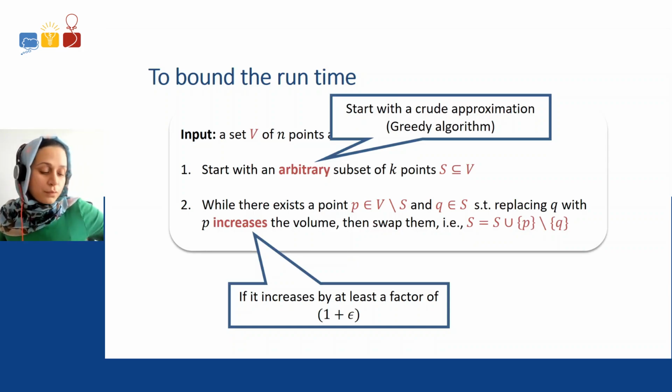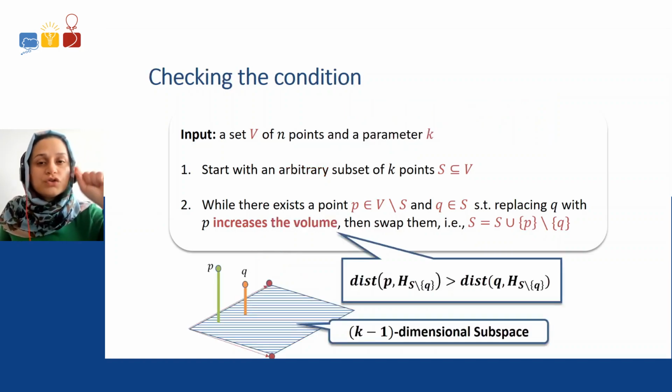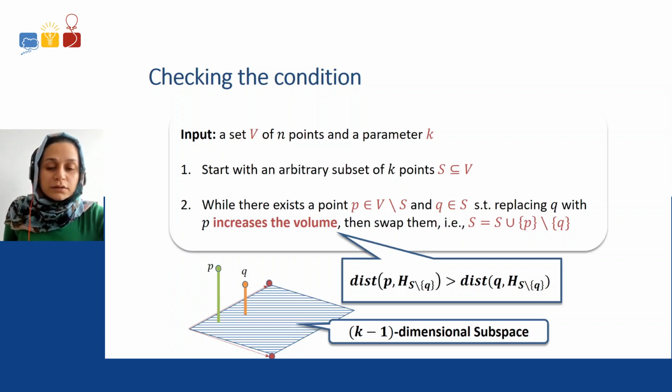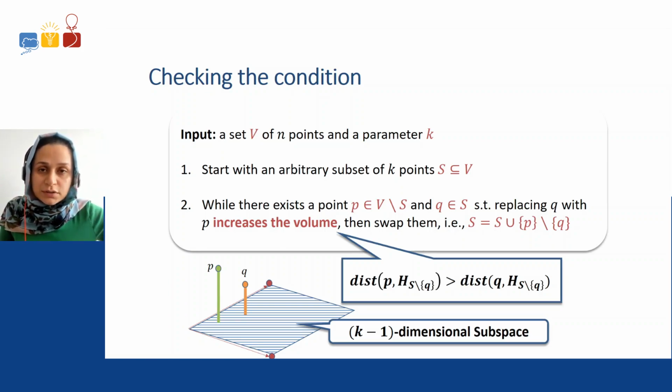Okay, so let me also mention that in order to check whether replacing q with p increases the volume, it's enough to look at the distance of q and p to this k-1 dimensional subspace that is spanned by all the other points in S except q. So it has k-1 points, so they form a k-1 dimensional subspace. So I look at q and p, whichever is furthest away from this subspace forms a larger volume parallelepiped. And the reason I'm mentioning this k-1 dimensional subspace becomes clear in a bit.